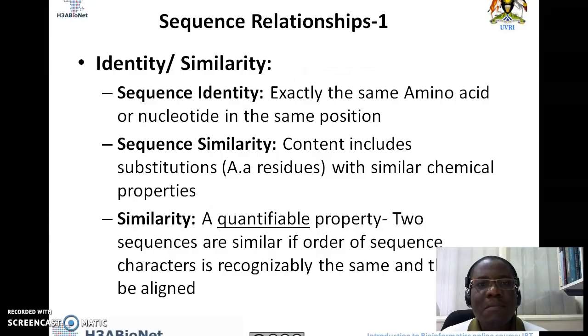Now that we have clarified homology, let us step back and identify some other sequence relationship terminology: identity versus similarity. Although these terms can be interchanged in popular usage, they are not the same. Identity means exactly the same character in the same position, whereas similarity includes having to do with similar chemical properties or characteristics. Similarity is a quantifiable property. Two sequences are similar if the order of their characters is recognizably the same and they can be aligned.